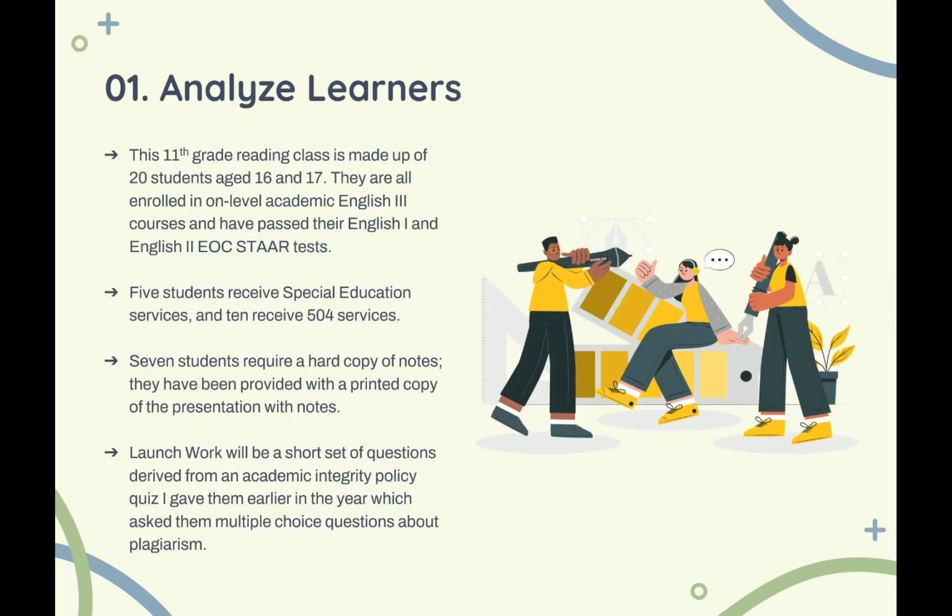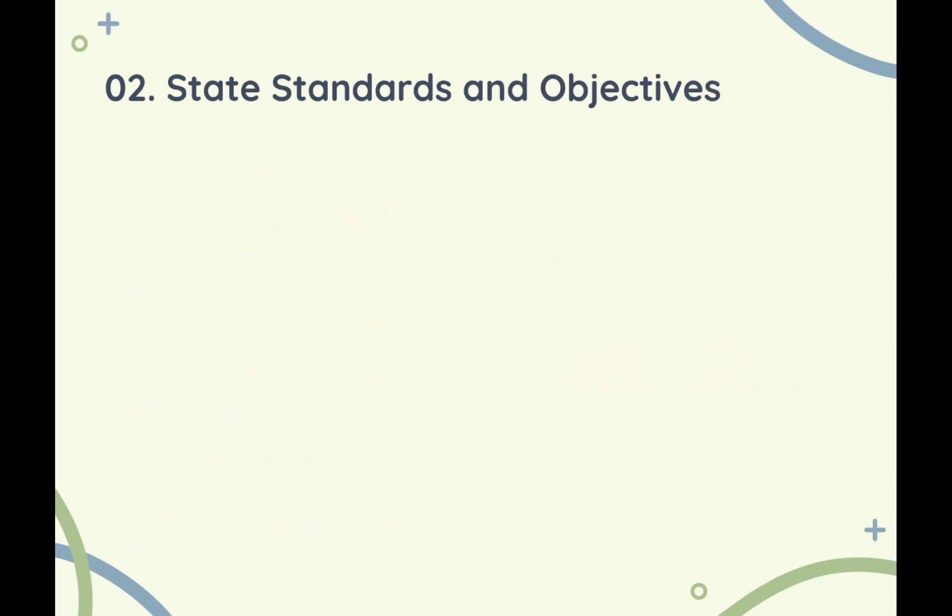There's a little bit of everything for everyone in this lesson. As I said earlier when I did an overview of the lesson, there's something for every type of learner. There's interaction with media and technology, there's interaction with teachers and peers, and there's individual work that they'll be doing as well. Number 2, state standards and objectives.